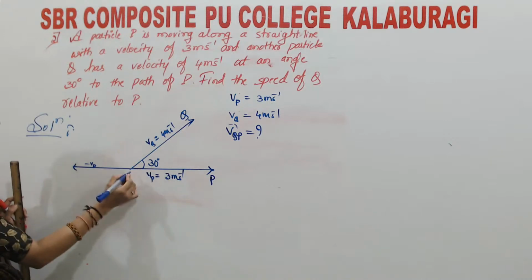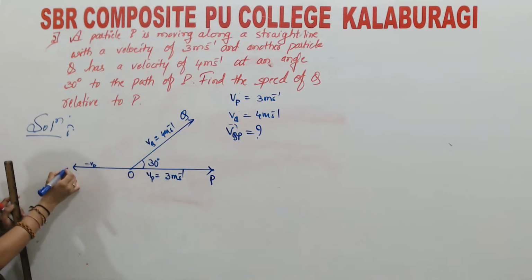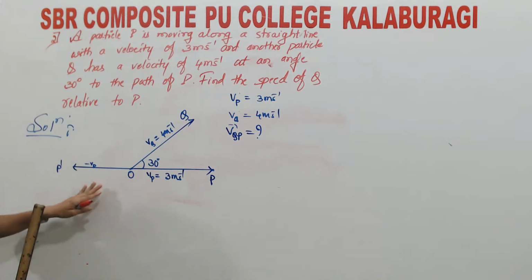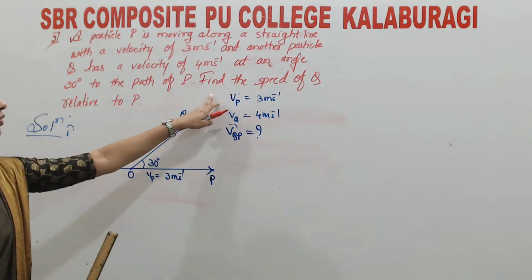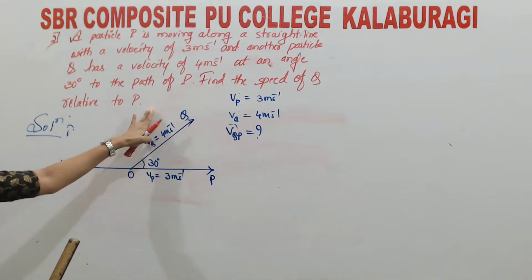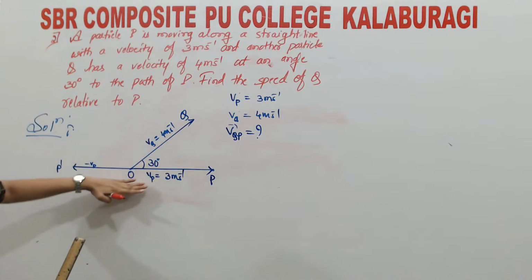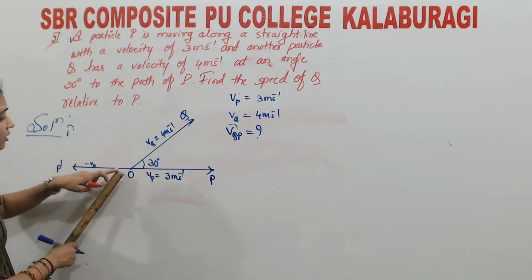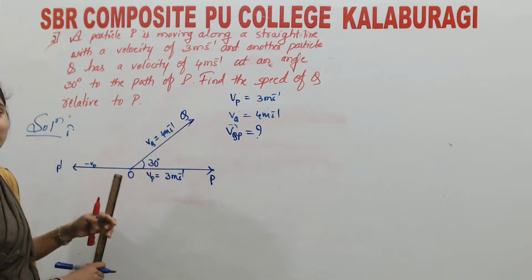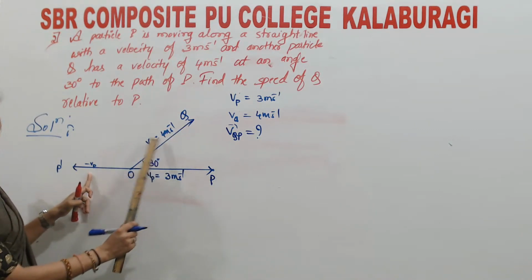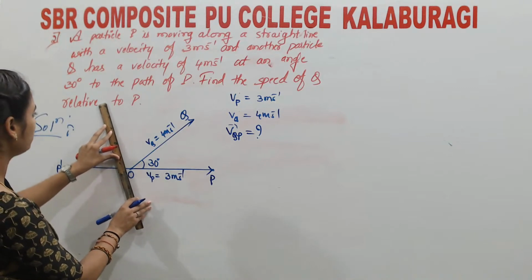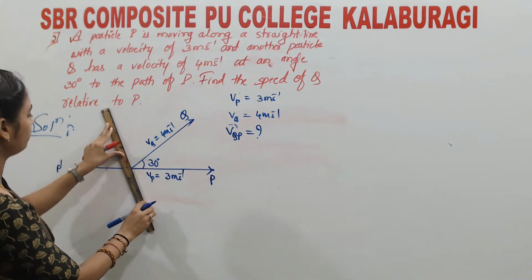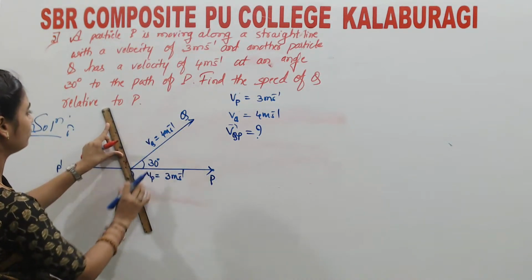We can take it as PQ. Let me take here O, and you can take it as P dash like that. They are asking you to find the speed of Q relative to P, so I have reversed the direction like this. Now where should the resultant of these two vectors lie? Somewhere over here you can imagine. I have to make a perfect parallelogram.